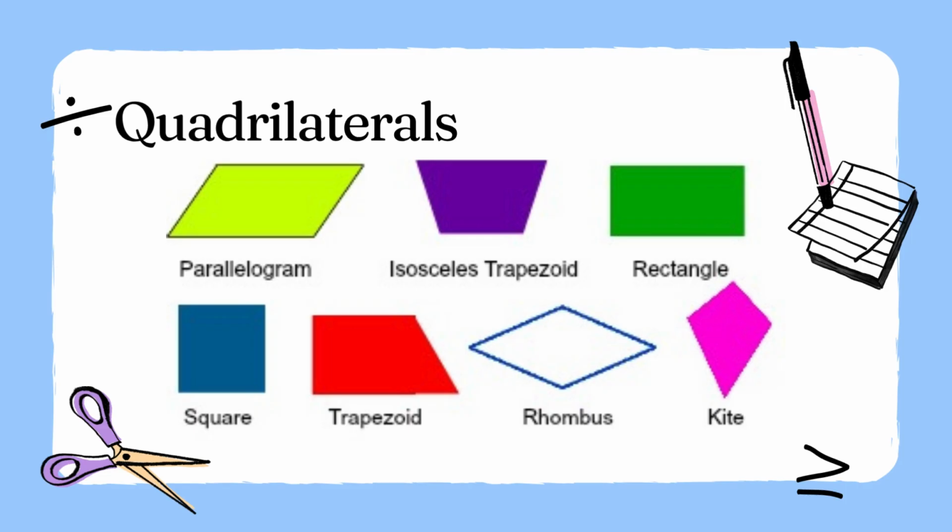Isosceles trapezoid: a trapezoid where the non-parallel sides are equal in length. Kite: a quadrilateral with 2 pairs of equal length sides that are adjacent to each other.